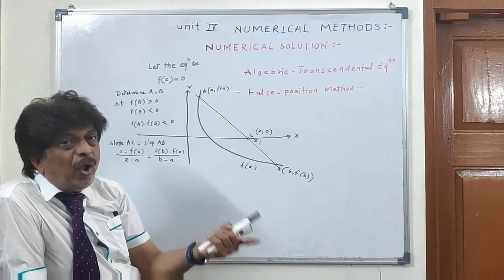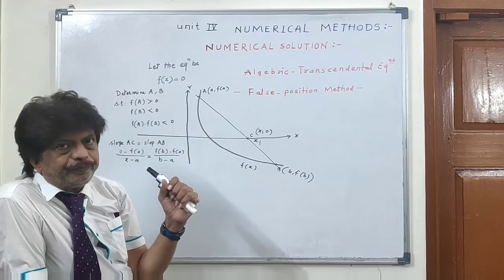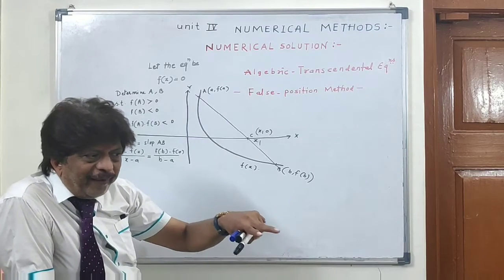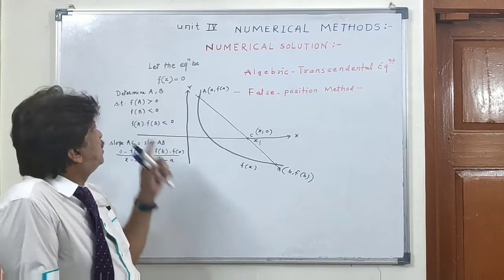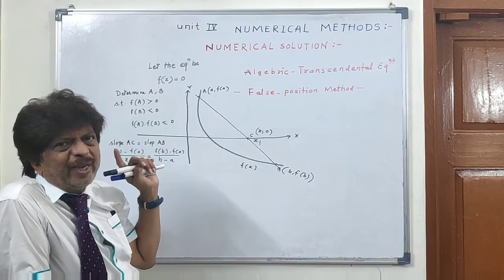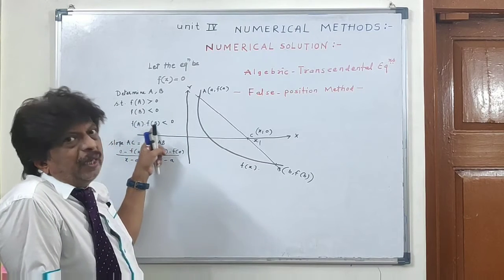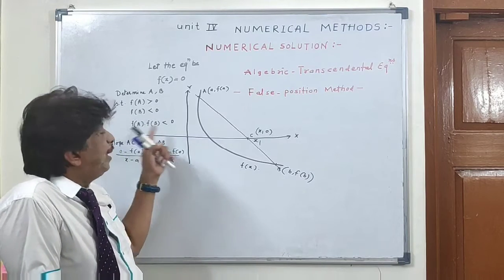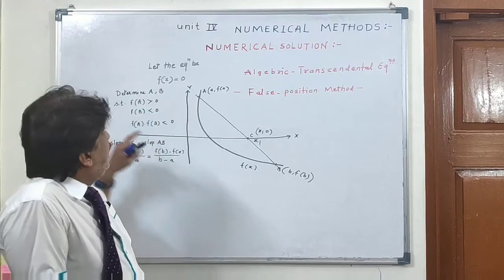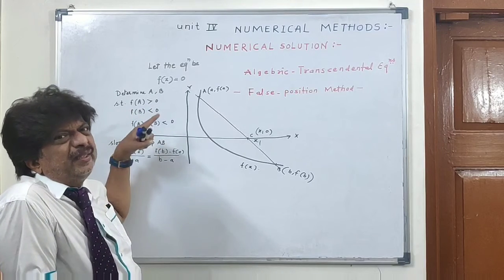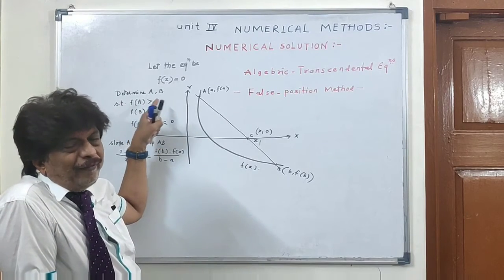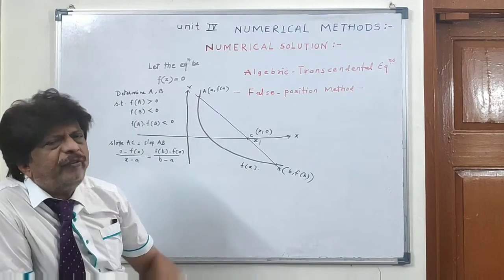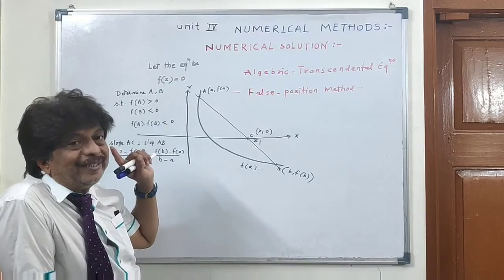one of f of a or f of b should be negative, not both of them. So that the product f of a into f of b should be negative. That means if one of them is positive, another is negative. If one of them is negative, another is positive. Here I have mentioned f of a is positive and f of b is negative. f of a may be negative and f of b may be positive depending upon the nature of the equation. So this is the first step.